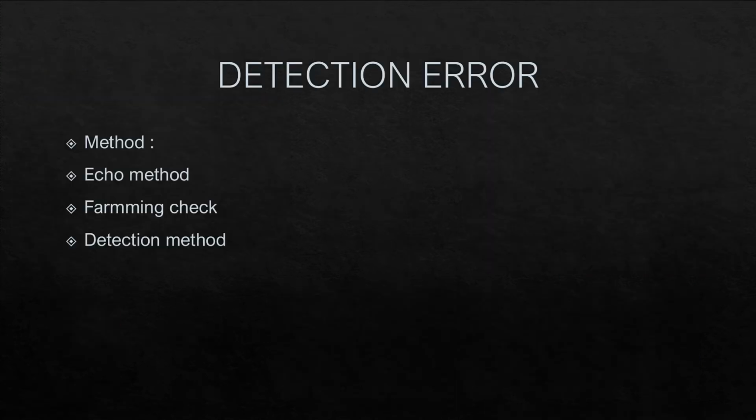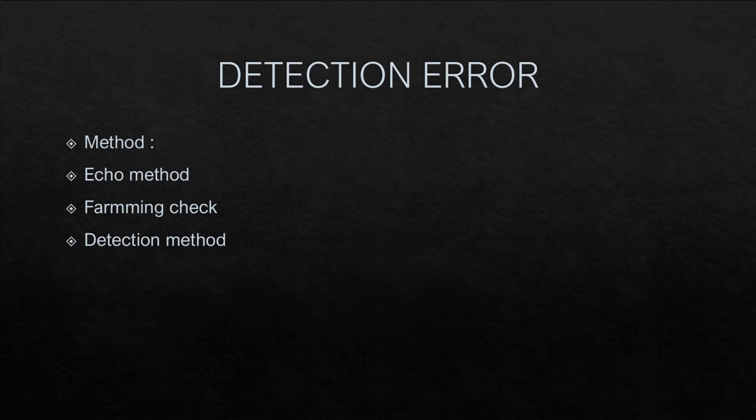Okay, in this section I will explain more about error detection. As we know, there are three methods to check errors: the echo method, the framing check, and the detection method. But I will focus on the detection method. I will give a short explanation about the echo method.